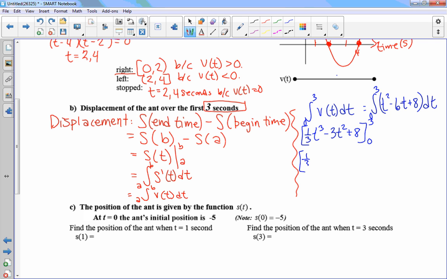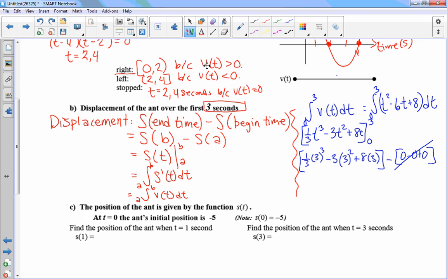Oh, you're right, 18. 3 cubed minus 3 times 3 squared plus 8 times 3. Subtract, plug in 0. Well, everything is multiplying by 0, right? So it's 0 minus 0 plus 0, which is just 0.